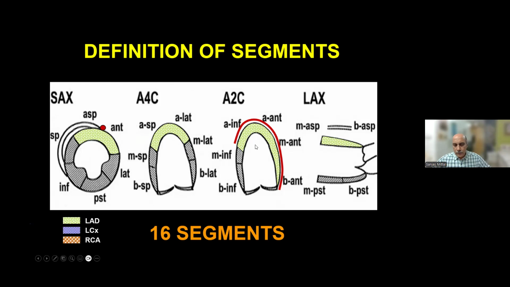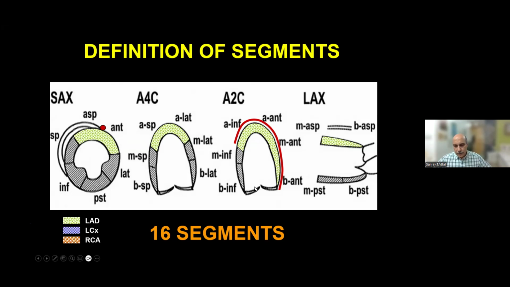In the two-chamber view, the whole length of the anterior wall and the apical and inferior wall is supplied by the LAD, and the basal anterior septum and mid anterior septum, which amounts to almost 8 segments out of 16 supplied by the LAD, almost 50% of the myocardium. 1, 2, 3, 4, 5, 6, 7, and 8. 8 segments out of a total of 16 segments are supplied by the LAD. So this is a simple way.